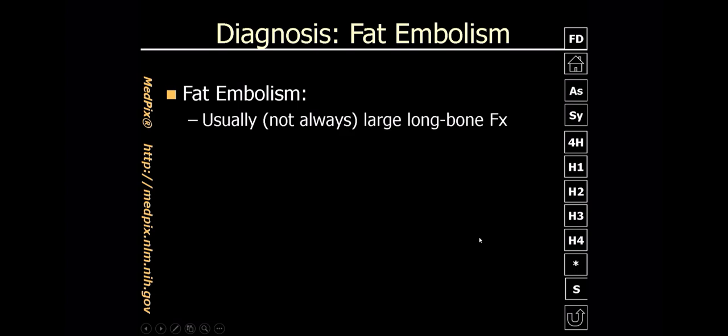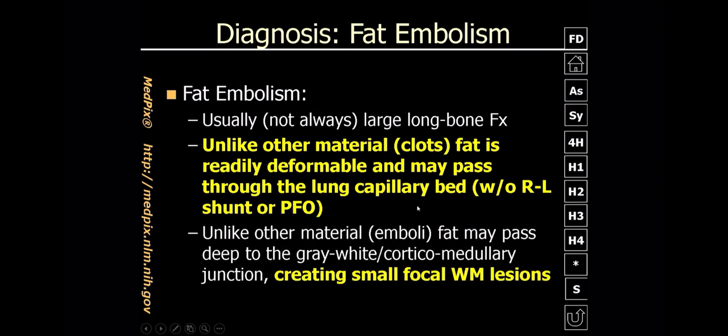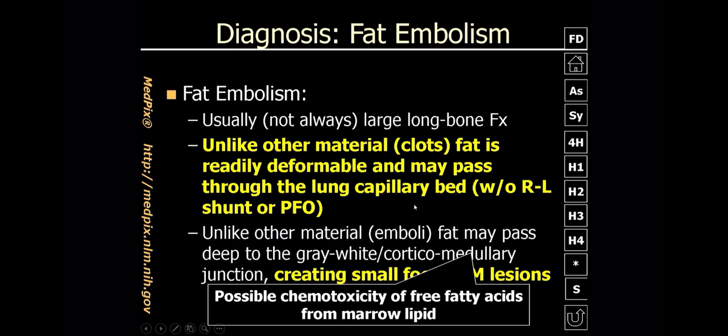It may be associated with a long bone fracture. Unlike lots of other material, the fat droplets from the bone marrow are deformable, and they can pass through the capillary bed in the lung without having a right to left shunt or a PFO. And they cause small focal white matter lesions. Most embolic material park themselves in the gray matter or the gray-white matter junction. Fat emboli park in the deep white matter. It's a very, very different kind of presentation.